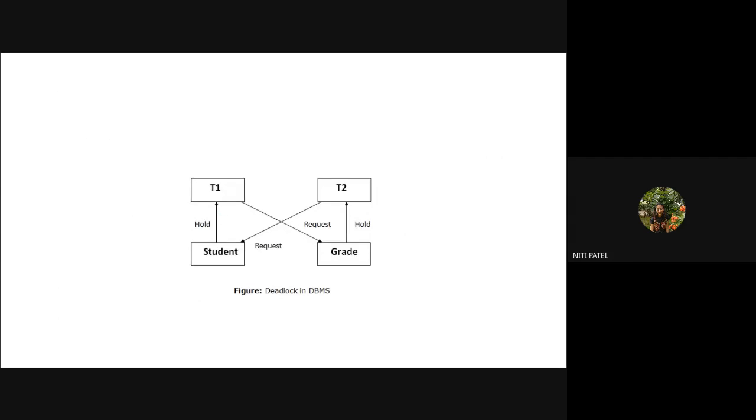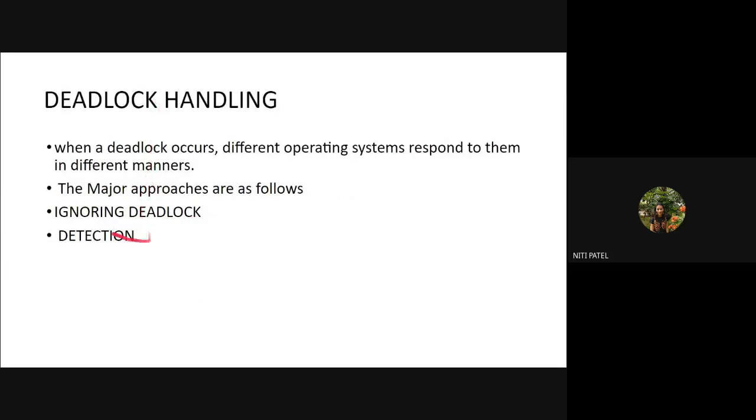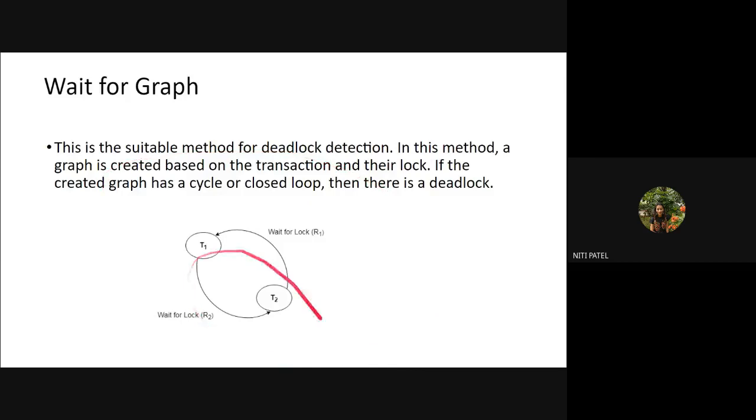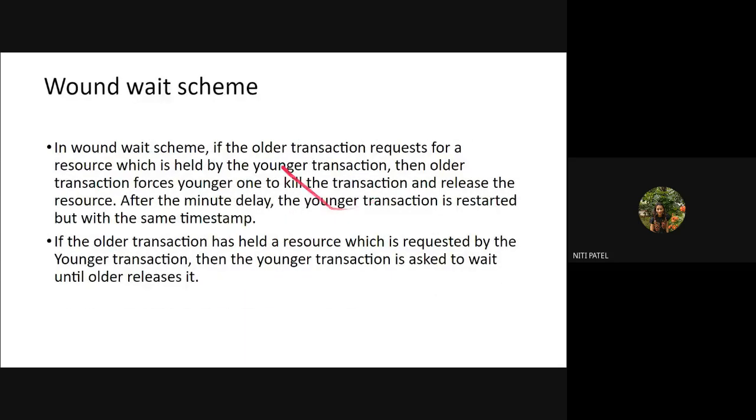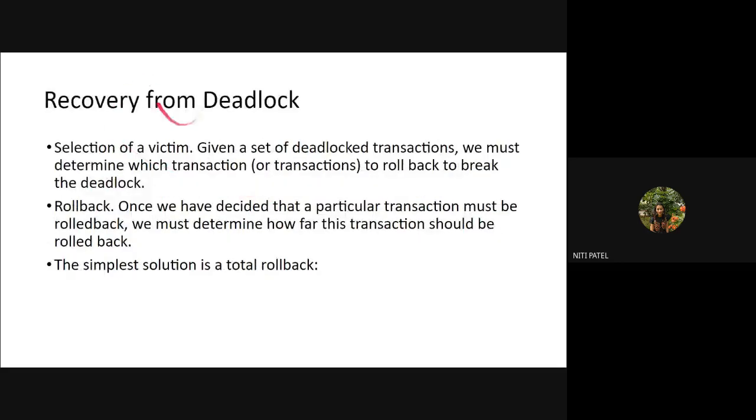Then we had seen what is deadlock. So we either ignore the deadlock or we detect it. For detecting, we make use of an algorithm called wait for graph, where we check for cycles. Once the cycles are identified, we say that there is a deadlock. We can prevent it by two schemes, that is wait die scheme and wound wait scheme. If we cannot prevent, we can recover by selecting the victim transaction and then rolling back the entire transaction from the beginning. Clear? Yes, ma'am.